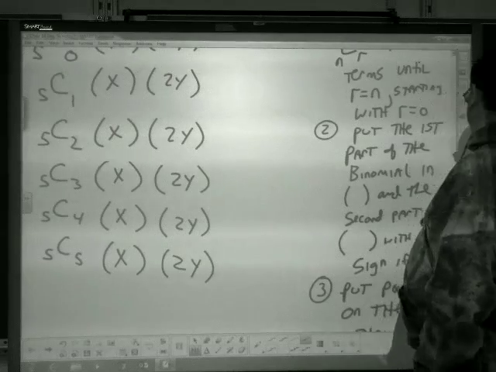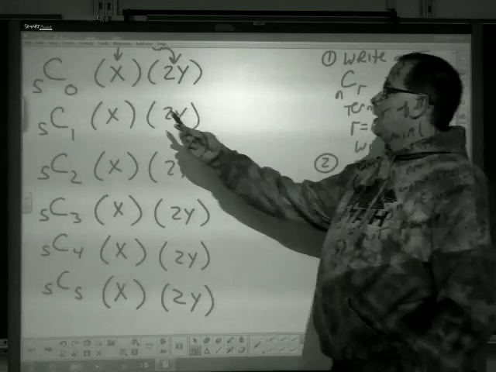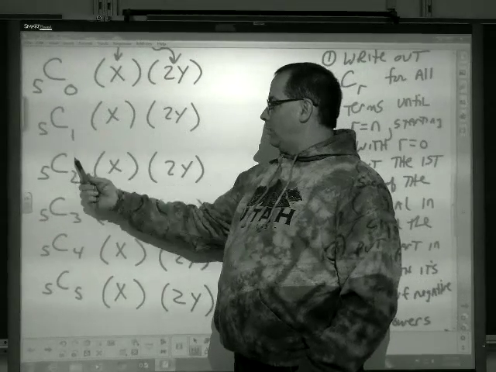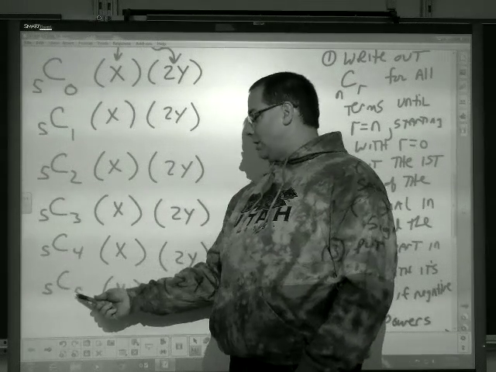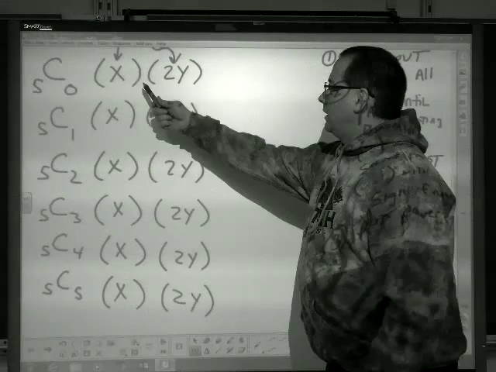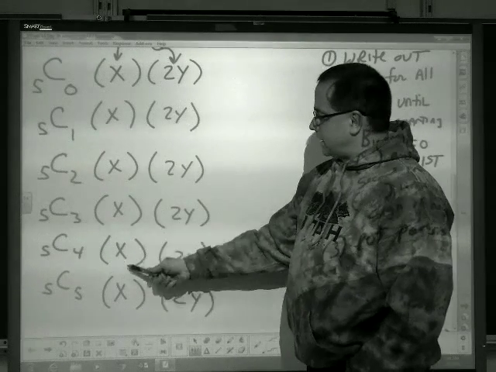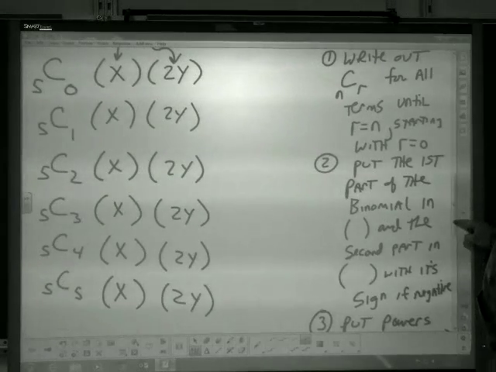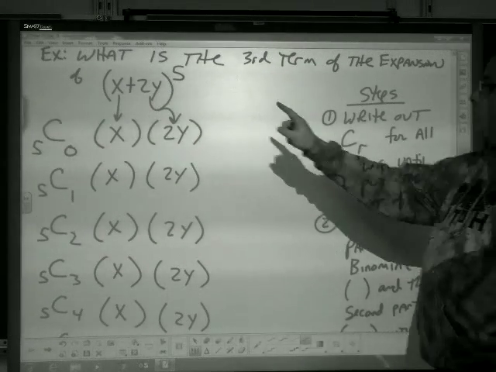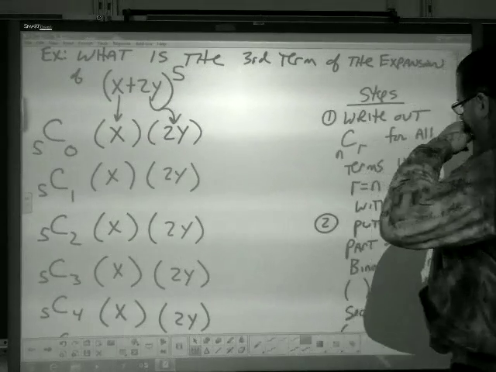So now we have nCr all the way until r equals 5. Or if this is a 7, then you'd have to go until this says a 7. And then I have the first term written in parentheses next to each, and the second term written in parentheses next to each. Now again, these are binomials, so there's only going to be two terms. All right?